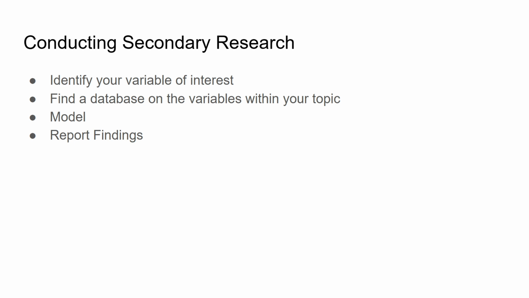Conducting secondary research is much more simple. Identify your variable of interest. You find that database on the variables within your topic. Then you model it. In other words, you run things like t-test, ANOVA, chi-square, and we'll learn more on those things as the semester goes forward. And then you just report your findings, and that's it. So that is a brief introduction and survey of primary and secondary data.